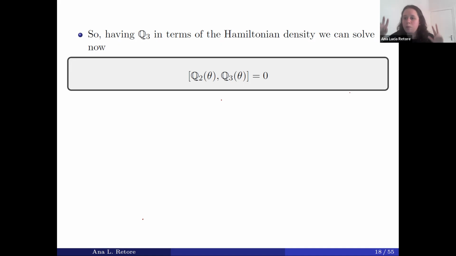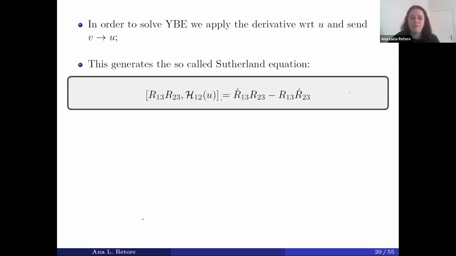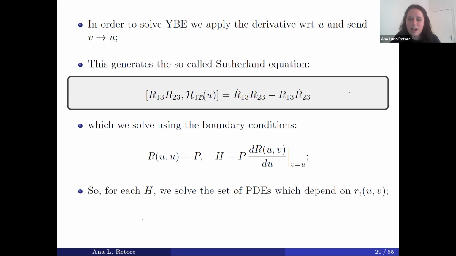From this, how do you get the R matrix? From this you get the Hamiltonian, and then you apply the derivative. If you apply the derivative on Yang-Baxter, you get this Sutherland equation. And if you put those boundary conditions here, you have the Hamiltonian here. So now you have an equation for R.